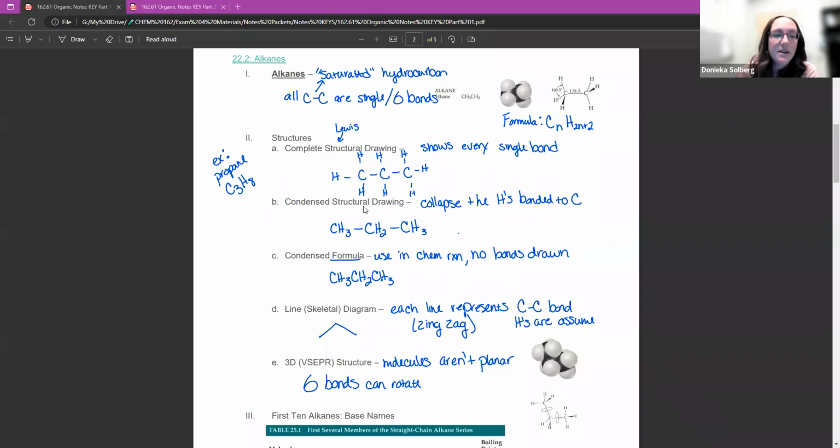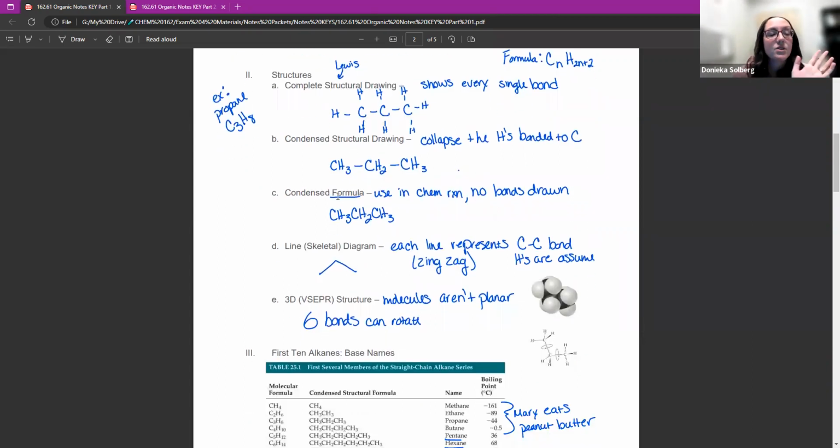Now we can also do a condensed structural drawing. Okay, so we're going to make it a little bit smaller, a little bit easier to use, but it still shows the structure. So all I did to get to the condensed structural drawing is collapse the hydrogens that are bonded to carbons. So instead of drawing every single hydrogen out, we write CH3 bonded to CH2 bonded to CH3. Okay, so this is the condensed structural drawing. It still shows how they're connected. We just assume that all of those hydrogens are on the outside. So this is a carbon that has 3 hydrogens attached, and it's bonded to another carbon that has 2 hydrogens attached, and so on and so forth. So this is a little bit smaller of a drawing to do, but it still shows the connectivity.